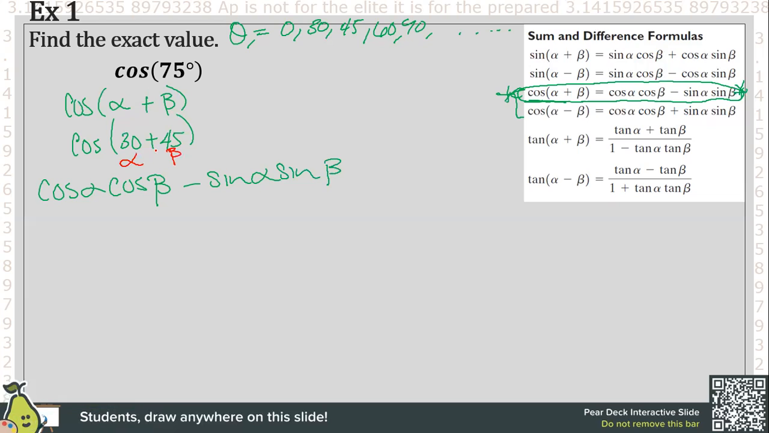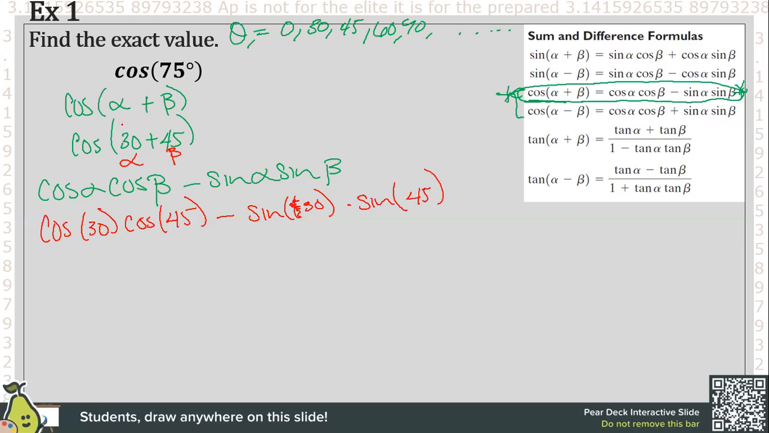Okay, so keep in mind this is alpha, this is beta. Since it's addition, they could be swapped as long as you make that change in the substitution. So we have cosine of alpha, which is 30 degrees, times cosine of beta, which is 45, minus sine of alpha, which we just said was 30. Whoops, 30. I put two parentheses in there. Times sine of beta, which we know is 45.